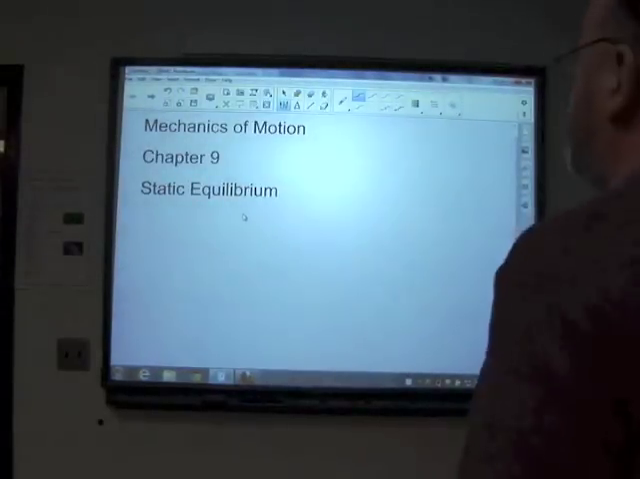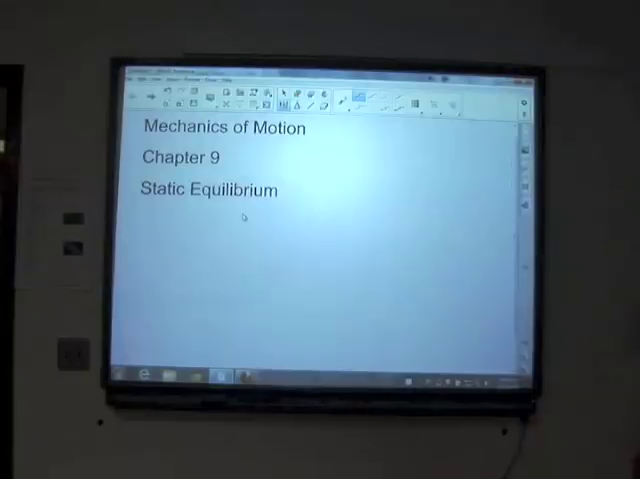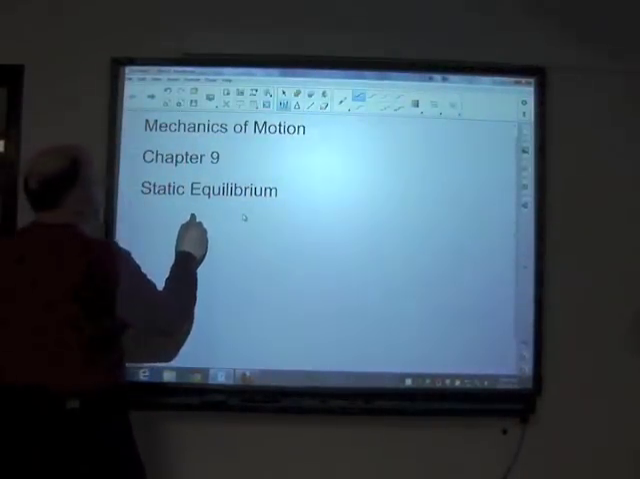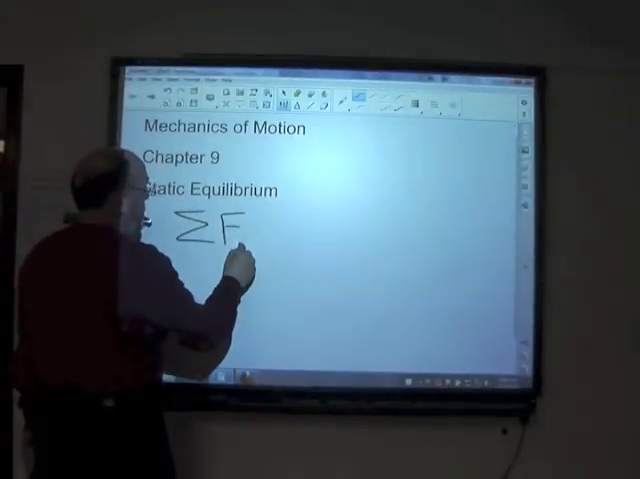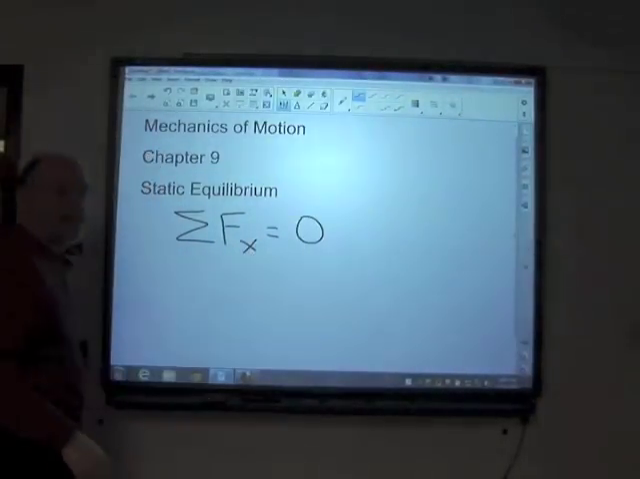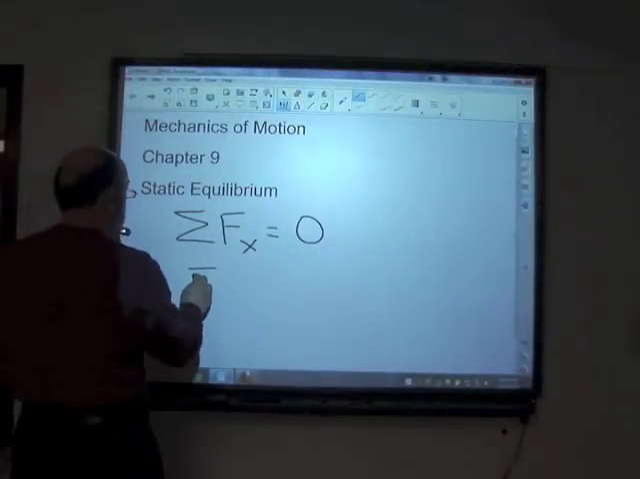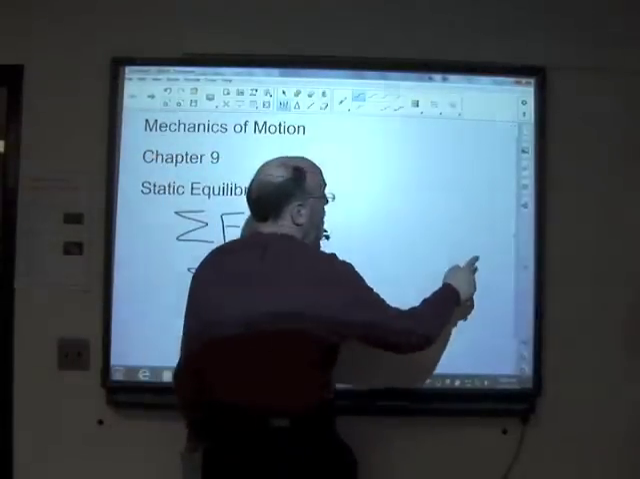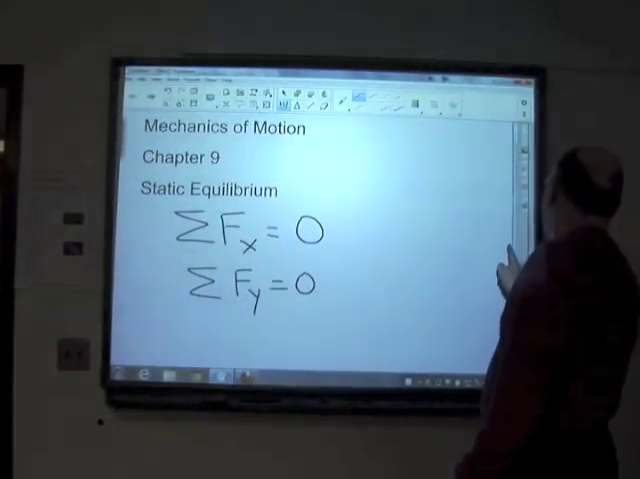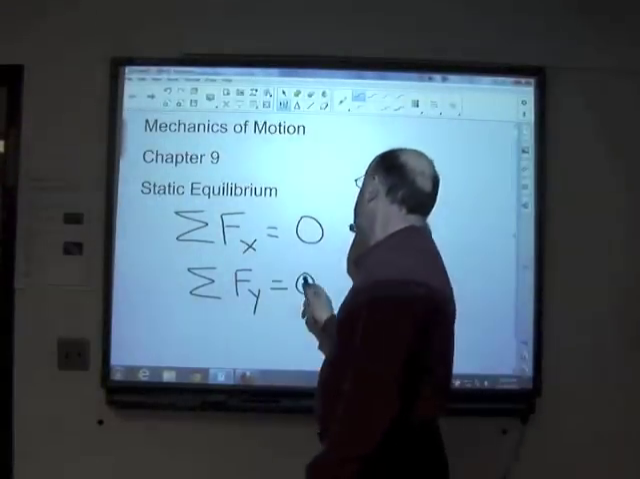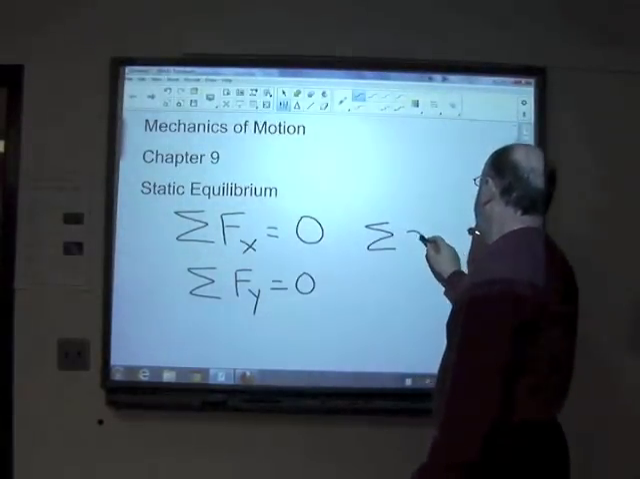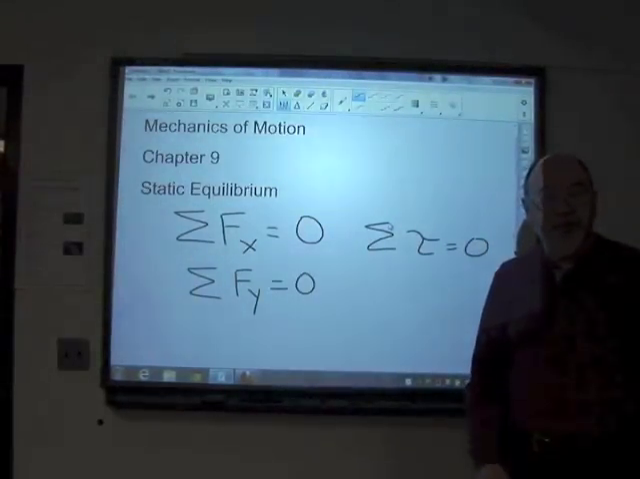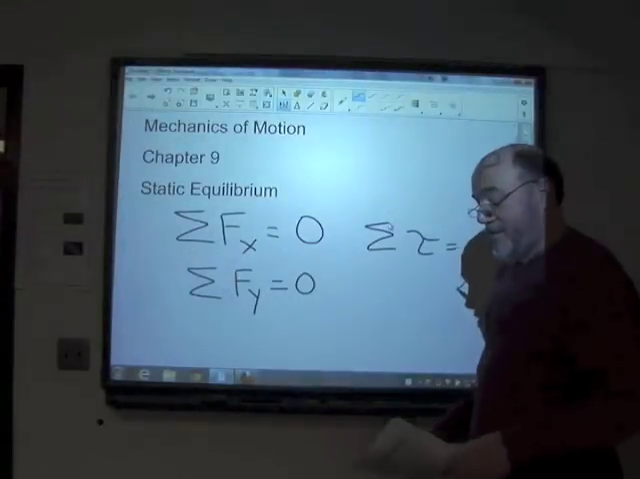Okay, so this is a lecture from Chapter 9 on static equilibrium. And so for this, we have that the sum of the forces in the x direction will equal 0. The sum of the forces in the y direction will be 0. And the sum of the torques will be equal to 0. So when an object is in true static equilibrium, it is not going anyplace.